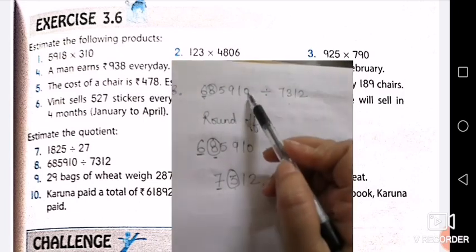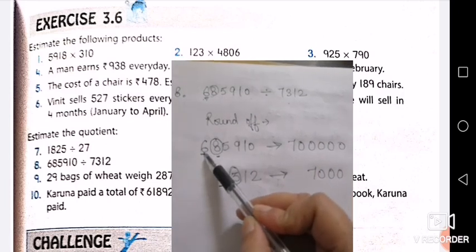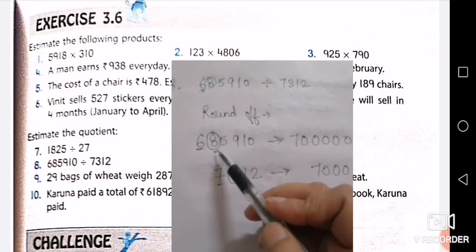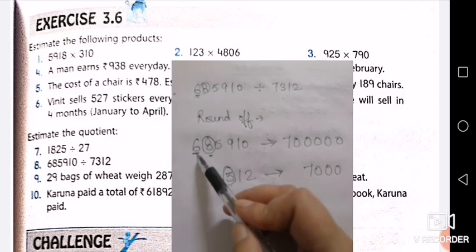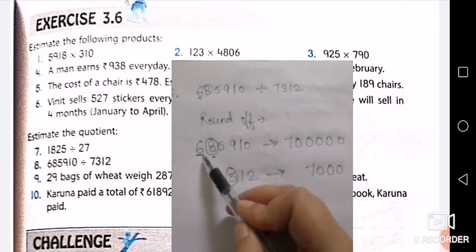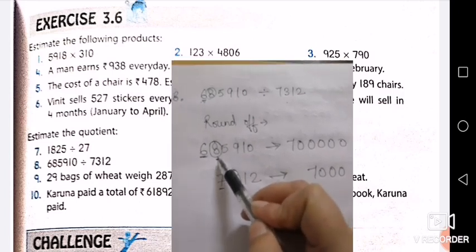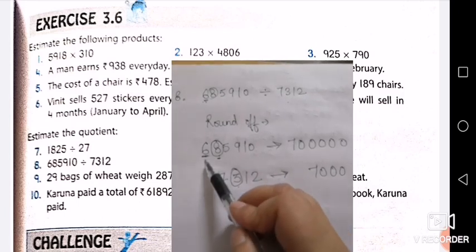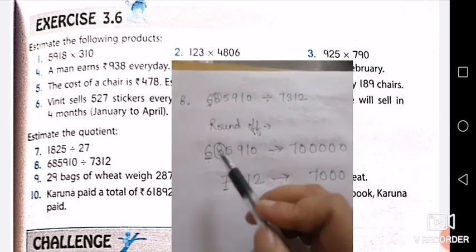See again, here the greatest place value is lakh, so we are going to round it off to the lakh. As I told you, a given number will always be rounded off to its greatest place value. Now we will underline the greatest place, and after that we encircle the immediate right place. If that immediate right place is greater than 5, then 1 will be added on the greatest place. Now that 6 will become 7 because 8 is greater than 5.